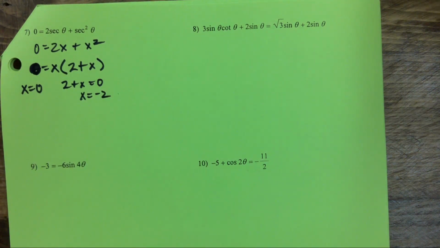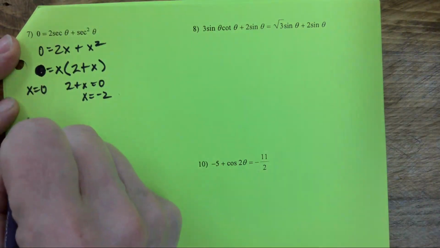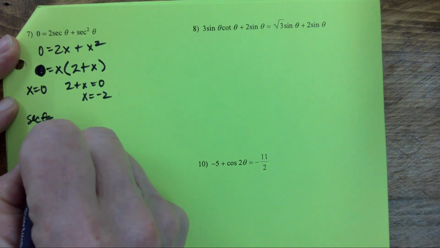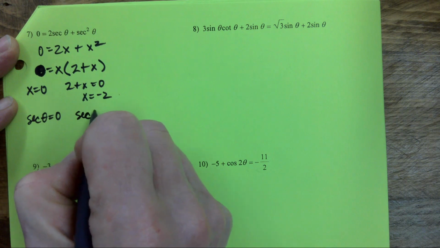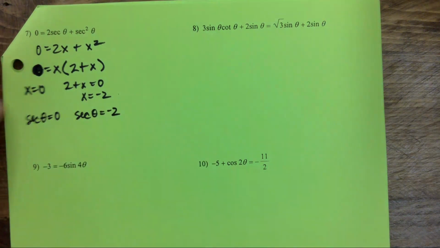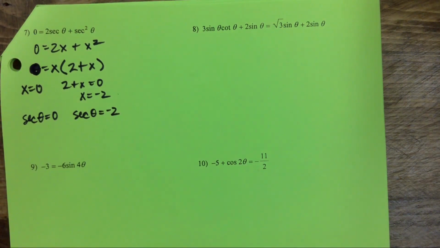Again, I'm not solving for x, though. I'm solving for the secant. So once I factor that out and apply the zero product property, I'm just basically going back to algebra when I'm doing this solving. Then I can go back in and figure out when is the secant 0 and when is the secant negative 2. And so the secant is the reciprocal of the cosine.